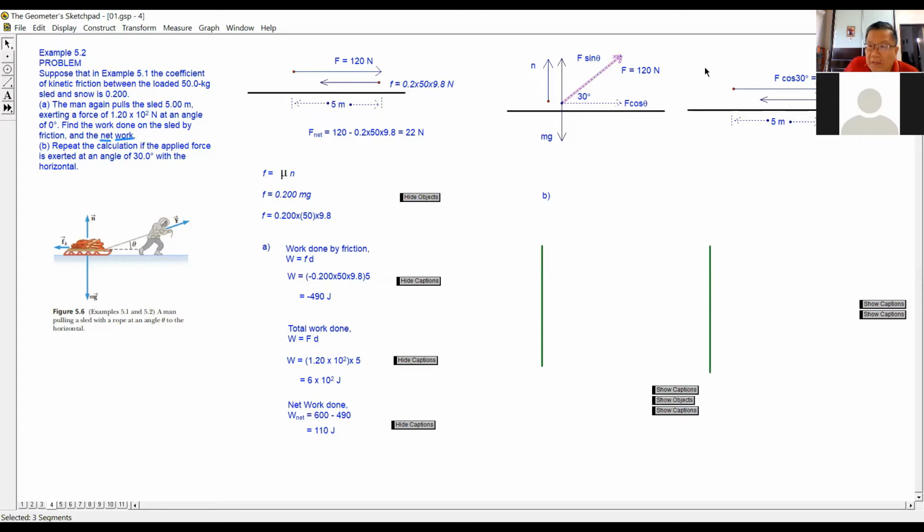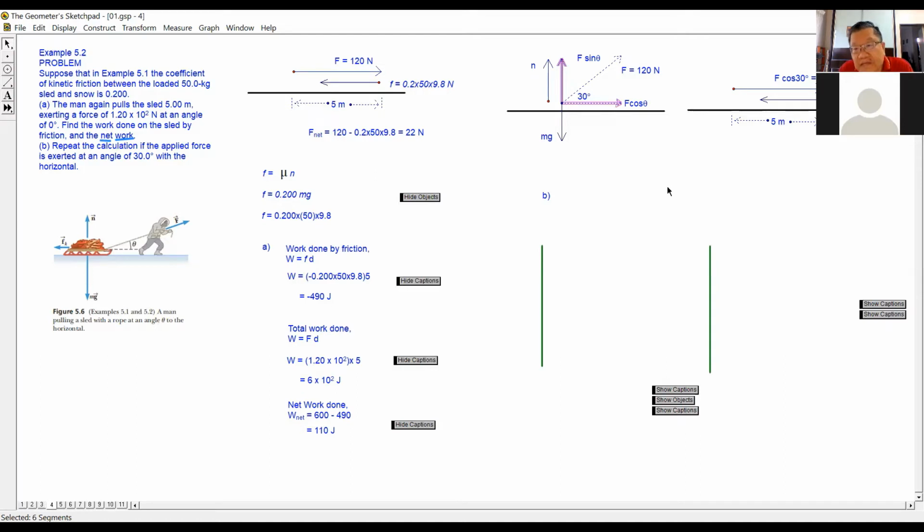Now, like what we have learned earlier on, this force of 120 newtons, you have to resolve into two components. One component which is perpendicular to the floor, and another component that is parallel to the floor or parallel to the surface of the snow. So we resolve this 120 newtons into its two components as shown here.